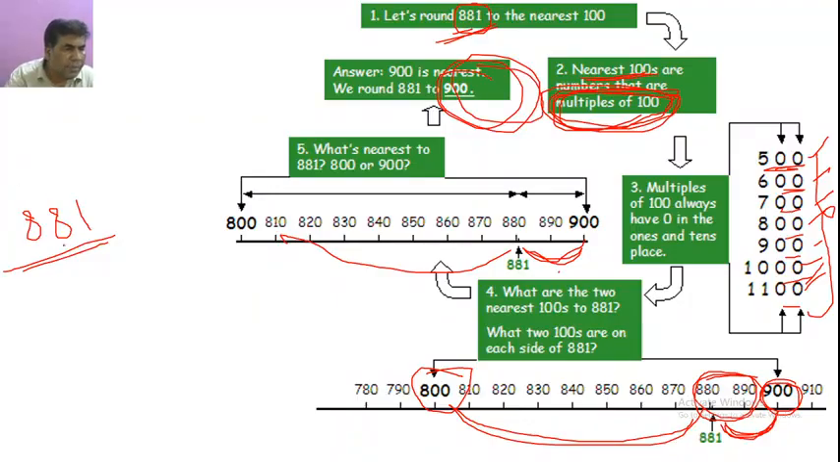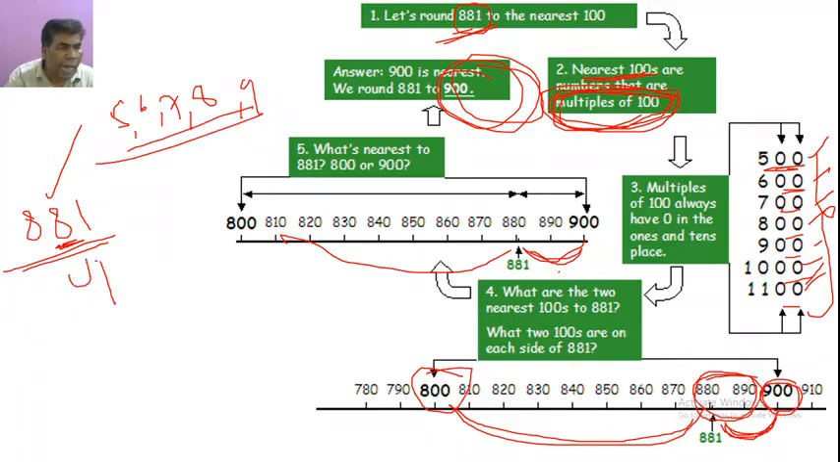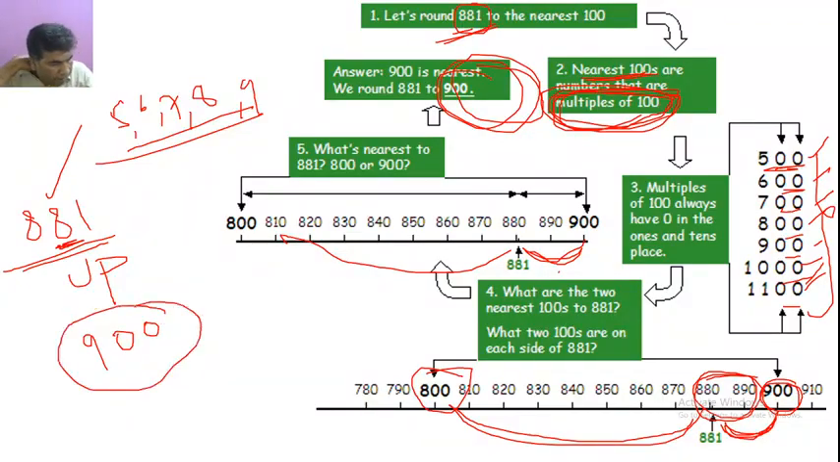What is the shortcut? In the tens place, what do we have? 8. If we have 5, 6, 7, 8, or 9 in the tens place, what do we have to do? We have to round it up. Here we keep 0 in the tens and units places, and take the bigger number. So the answer is 900.